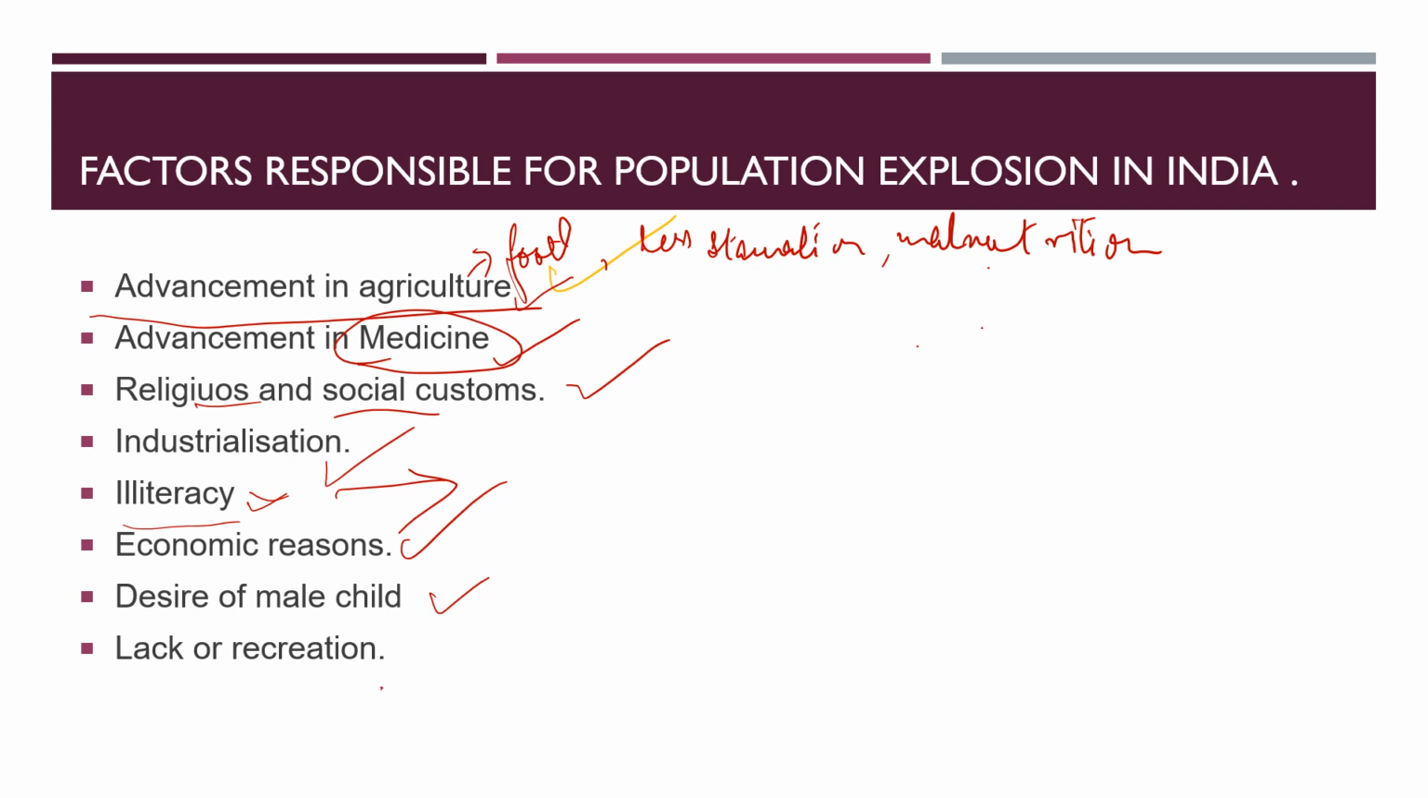And lack of recreation. Because of poverty and the standard of living, there are not many recreation facilities available in low income group families. So sex provides recreation to such people. When they are indulging in sex, there is a possibility of giving birth to children, as they do not adopt any contraceptive methods. Okay, is it clear? So these are the main factors for population explosion in India.